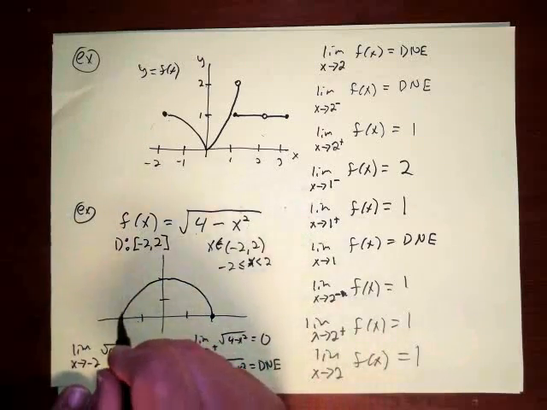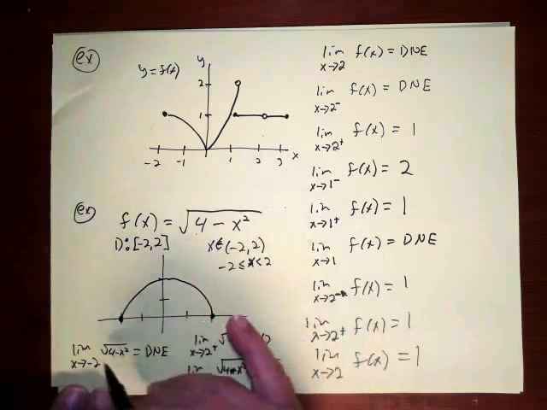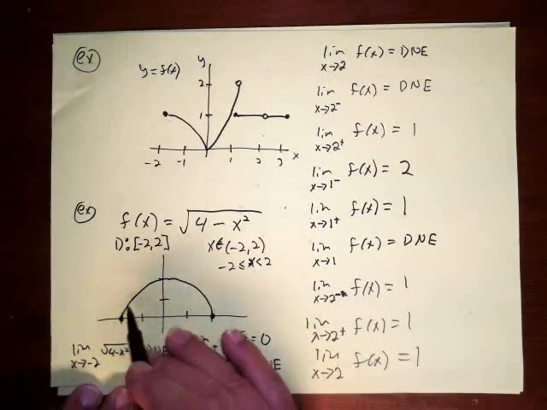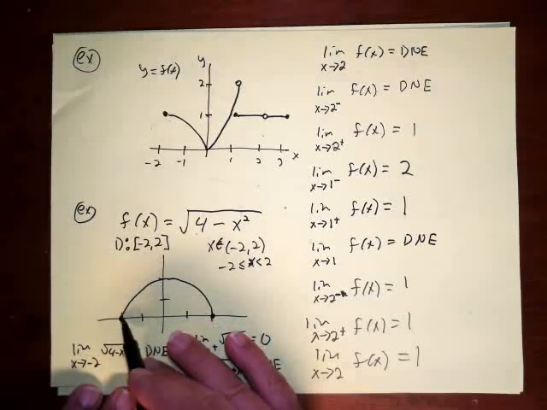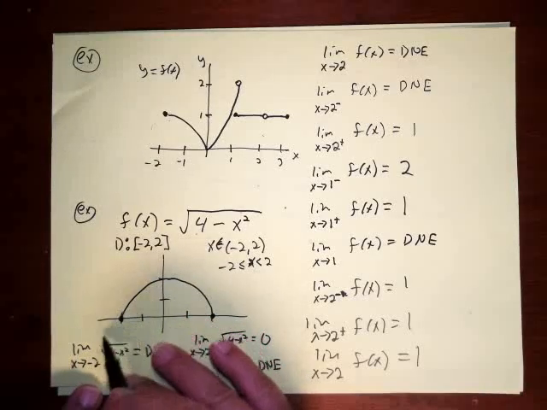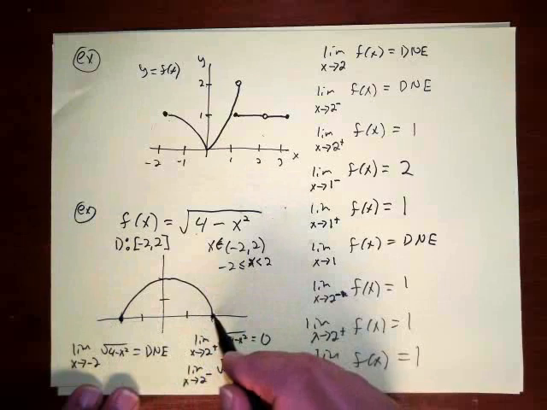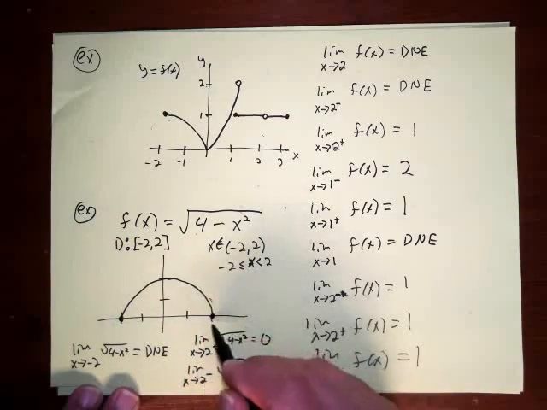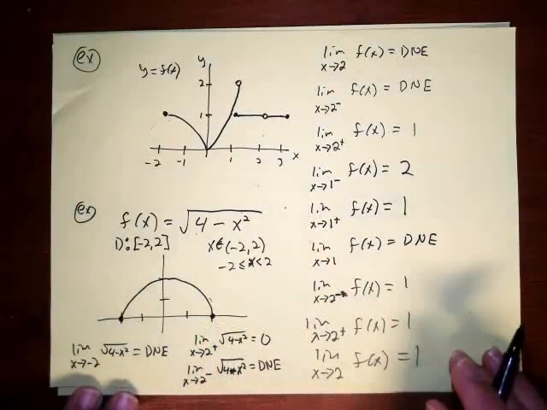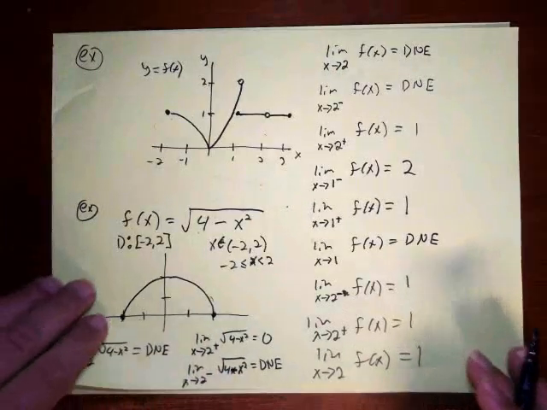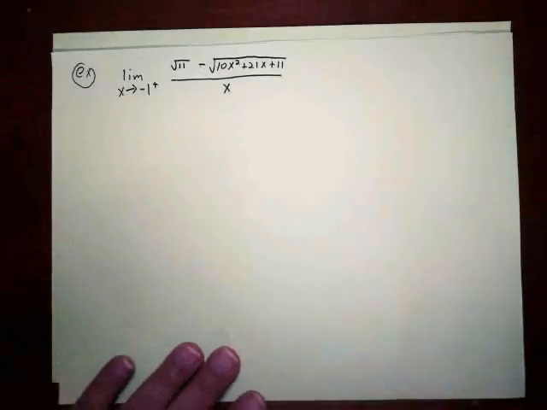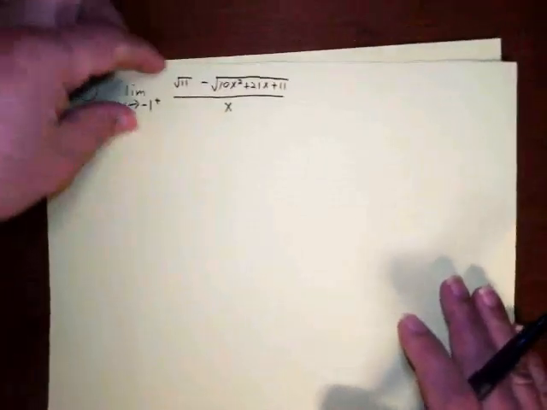So technically, at the two endpoints here, the limit does not exist, even though at this endpoint, the one-sided limit from the positive side exists, but not the one from the negative side. Similar to this, the one-sided limit from the negative side exists, but not the one from the positive side. Okay? Let me do one more example, and that is this function here.